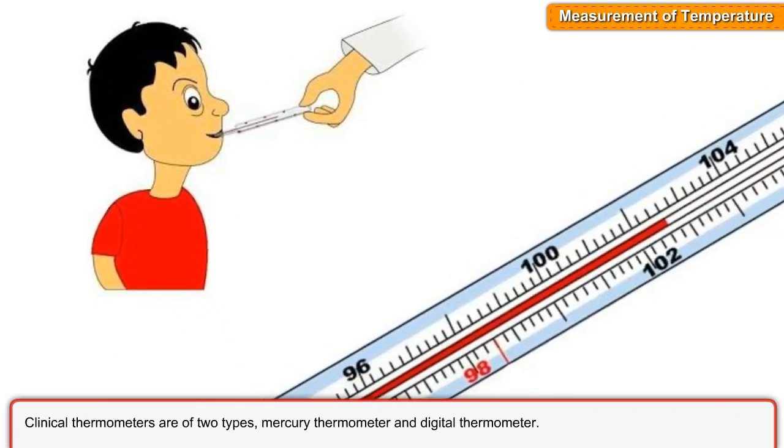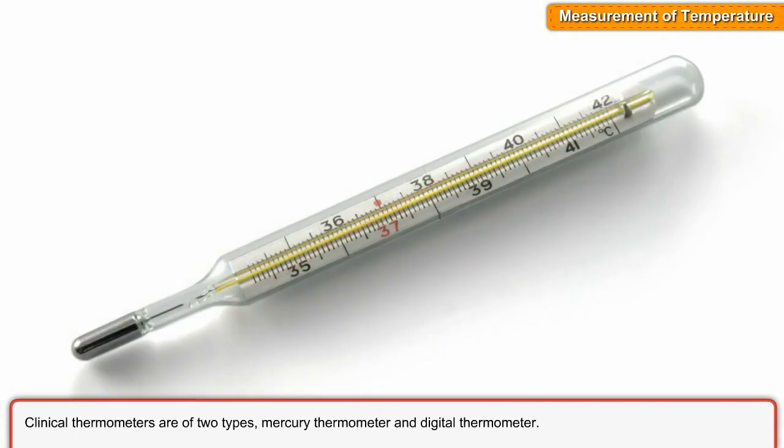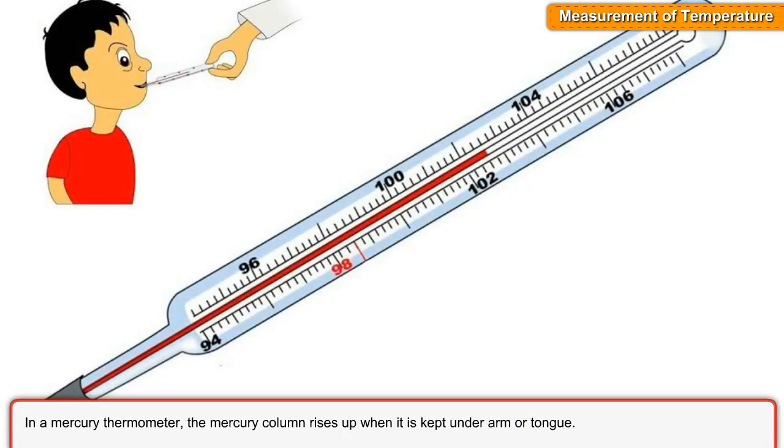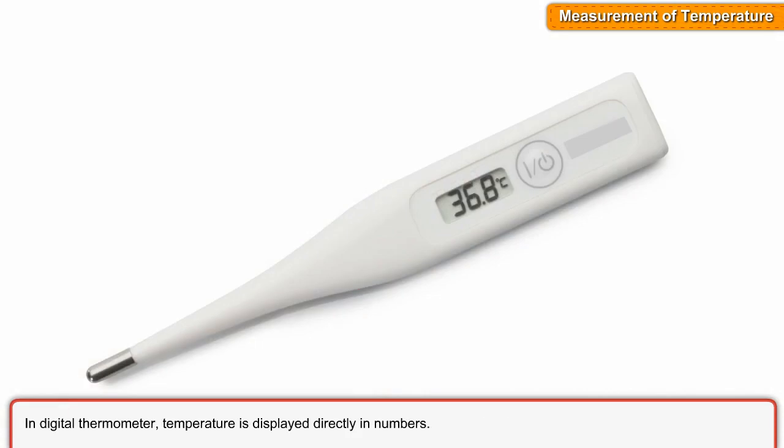Clinical thermometers are of two types: mercury thermometer and digital thermometer. In a mercury thermometer, the mercury column rises up when it is kept under arm or tongue. In digital thermometer, temperature is displayed directly in numbers. The normal temperature of human body is 98.6 degree Fahrenheit or 37 degree Celsius.